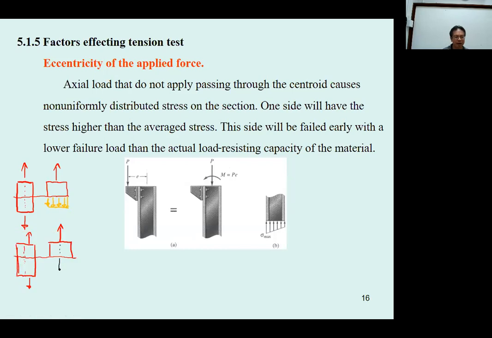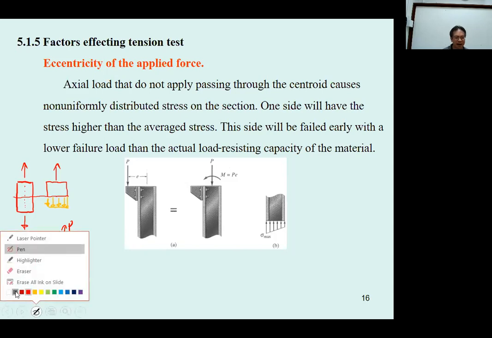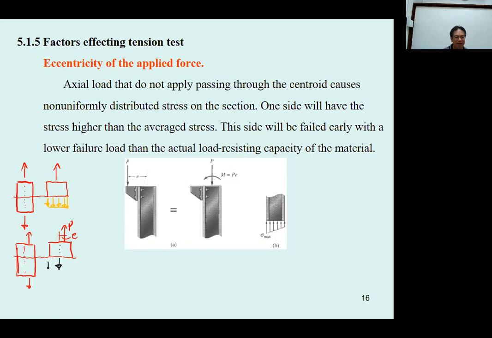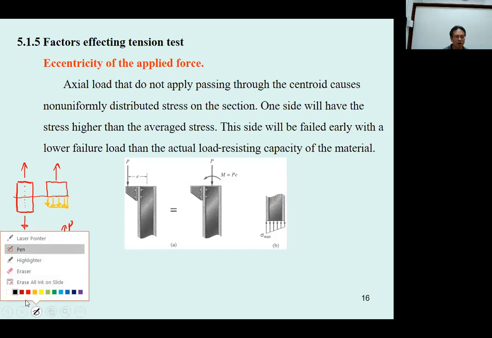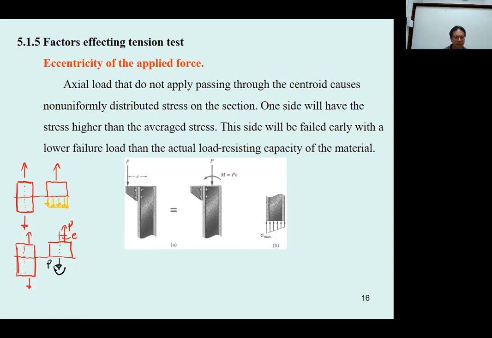This is going to be, I made a mistake on this, the eccentric load. That is the force P, eccentric by a distance e. When you cut it, you get the axial force P and also the moment to resist it. Summation of F sub Y equals zero gives this axial force. If you take the moment here, the moment M is going to be P times e.